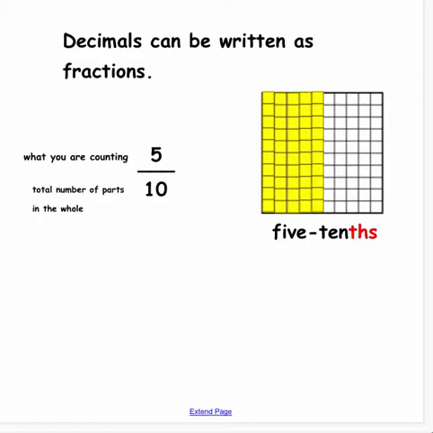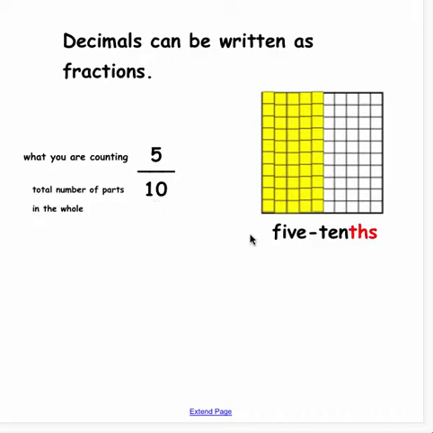Decimals can be written as fractions. If we take a look at the fraction here, we have 5 over 10. The top number is what you are counting. So we're counting 5 of something. The bottom is the total number of parts in the whole. You can see here this is 10. So what this means is we're counting 5 things out of 10 parts in the whole.